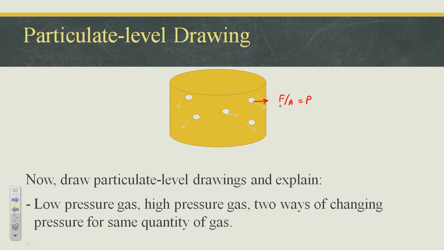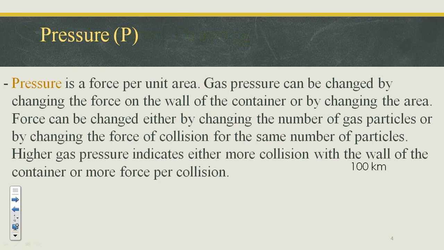So the two ways of altering the gas pressure could be either you change the number of collisions, hence you change the force, and you can change the number of collisions by speeding up the particles or by decreasing the volume of the container. So force per unit area increases. The other way of changing gas pressure is each of these collisions exerts more force. Then the force per unit area will increase and the pressure will increase.